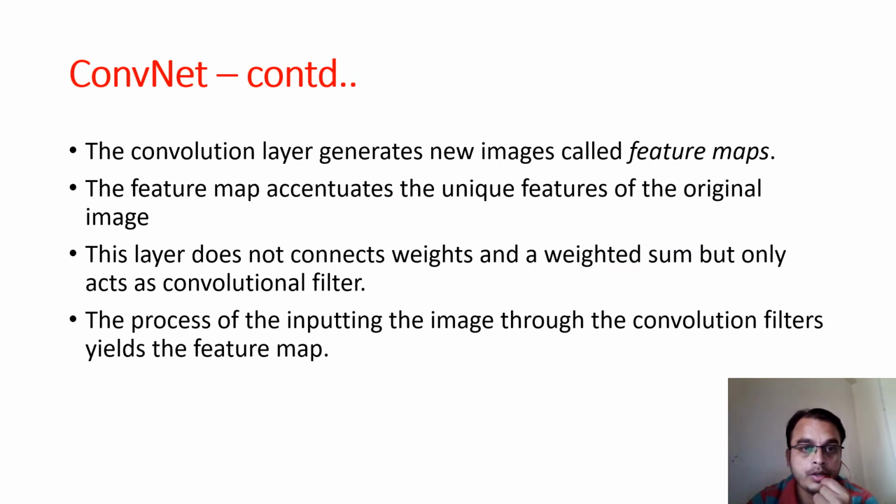Now, what we have learned: a convolutional layer generates new images called feature maps. The feature map accentuates the unique features of the original image. So out of the complete image, what is the summary, what is the gist of that image? Only those points will be captured and taken separately. This layer does not use weights and weighted sums, but only acts as a convolutional filter. So actual weights are not mapped here; we are just applying the convolution algorithm on those images.